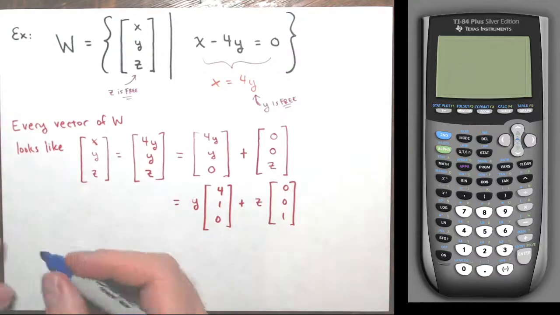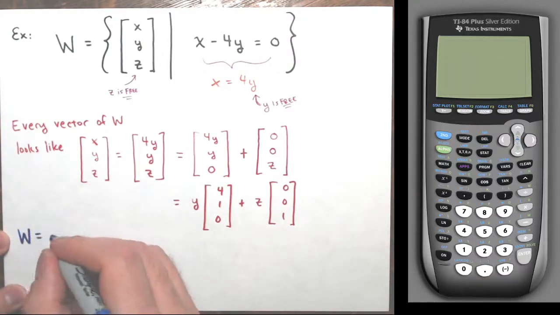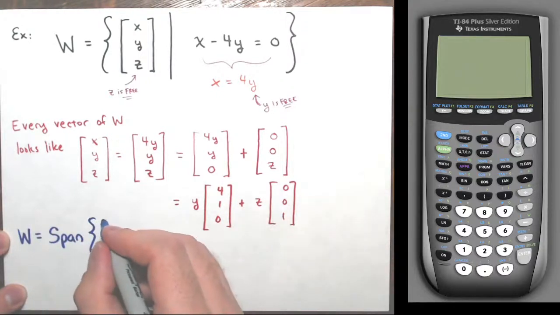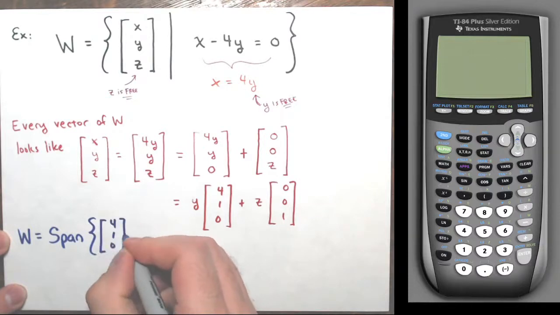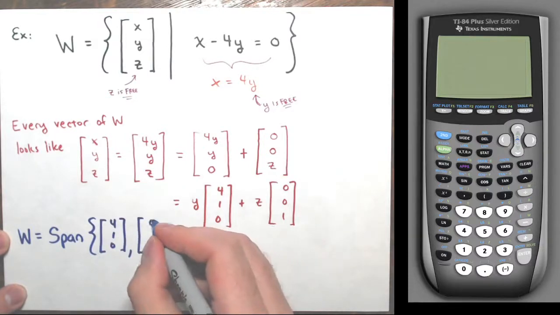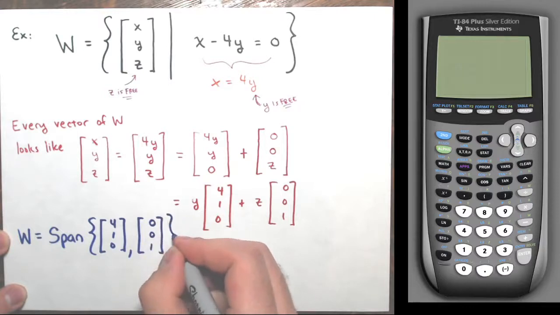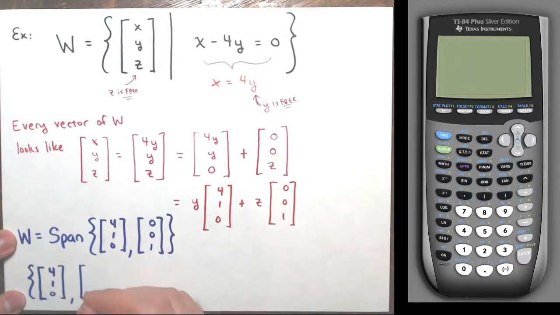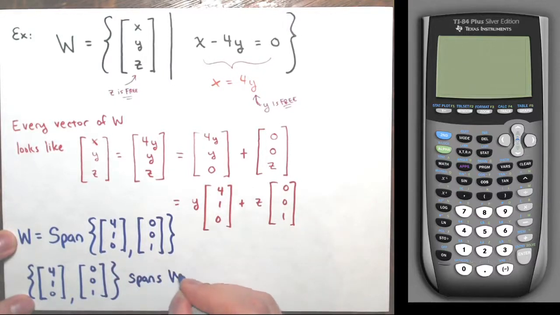So another way to say this is that W is actually equal to the span of the set with these two vectors in it. All right. Or we say the set with these two vectors spans W. But not only does it span W, but it's also linearly independent.